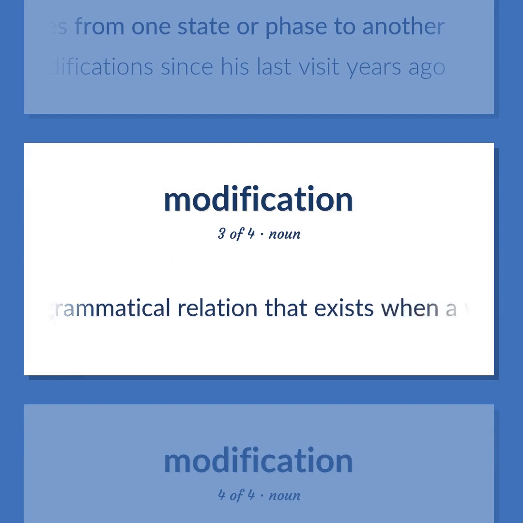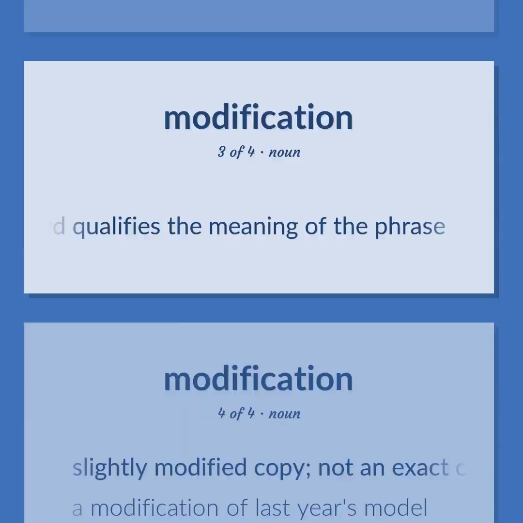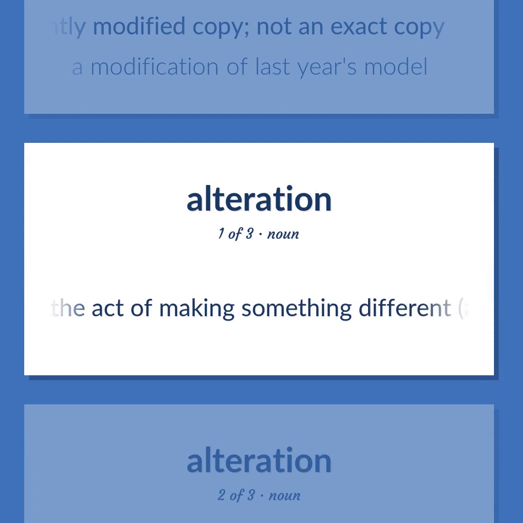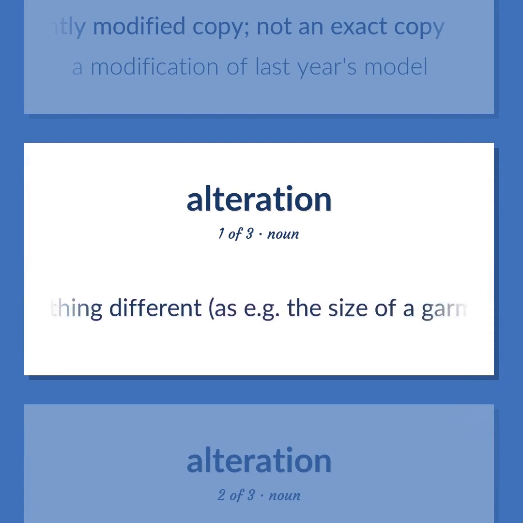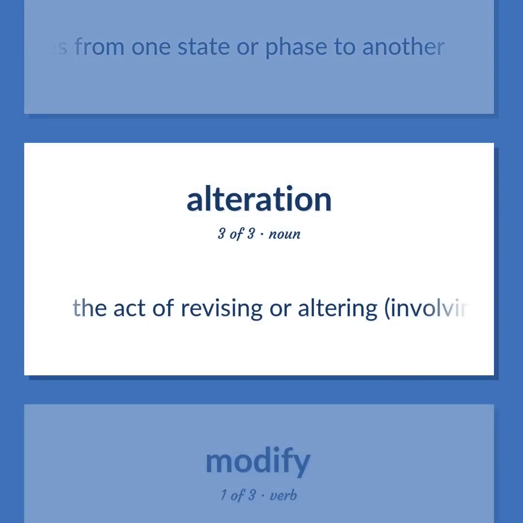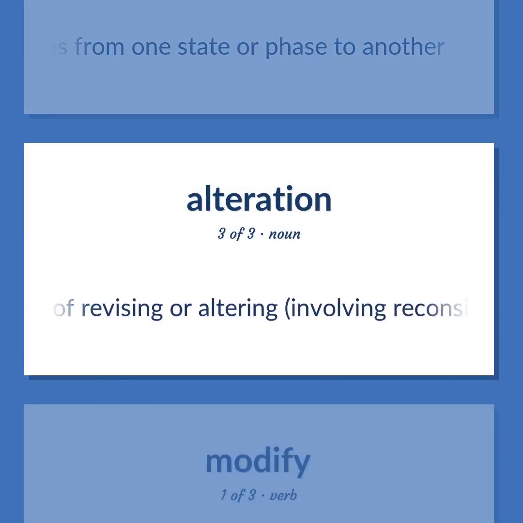The grammatical relation that exists when a word qualifies the meaning of the phrase. Slightly modified copy, not an exact copy. A modification of last year's model. The act of making something different, as e.g. the size of a garment. An event that occurs when something passes from one state or phase to another. The act of revising or altering, involving reconsideration and modification.